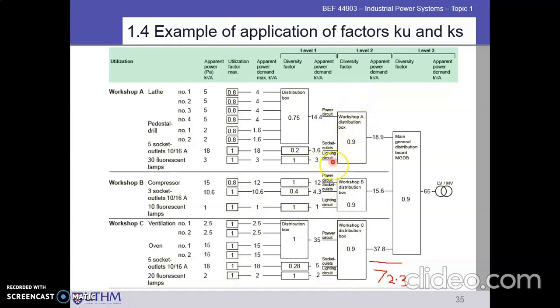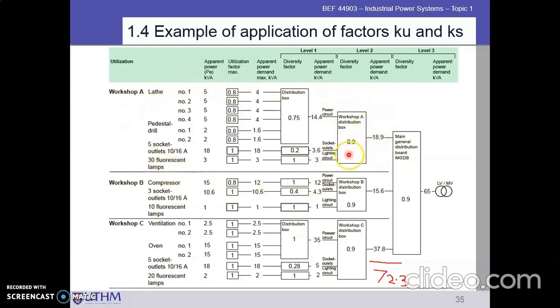Okay, this one is for the workshop distribution box. This one is for each load, because different loads have different diversity factors, right? This one is for total workshop A. The diversity factor for each industrial is 0.9. We can see here 0.9 for A, for B also 0.9, for C also 0.9. So we have to multiply all the power from the workshop load with 0.9 to get the apparent power demand for the whole workshop.